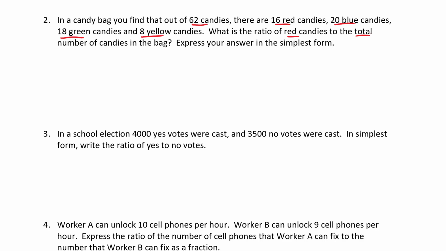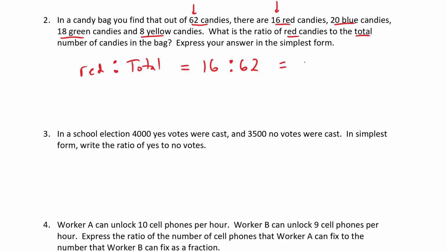The purpose of this question was to try and show you there's a lot of information in this question, and most of it you don't need. Part of your skill set in math and science is going to be looking at information and pulling out the relevant information and forgetting about the other stuff. We want to have the ratio of red candy compared to total candy. Red candy was 16, total candy 62. We're not done yet. We have to simplify down.